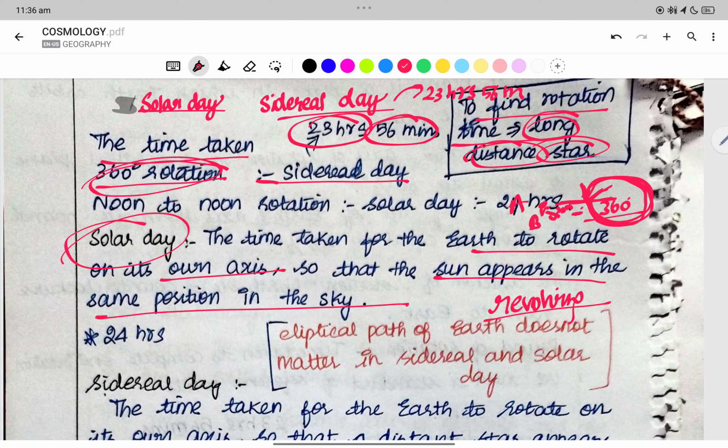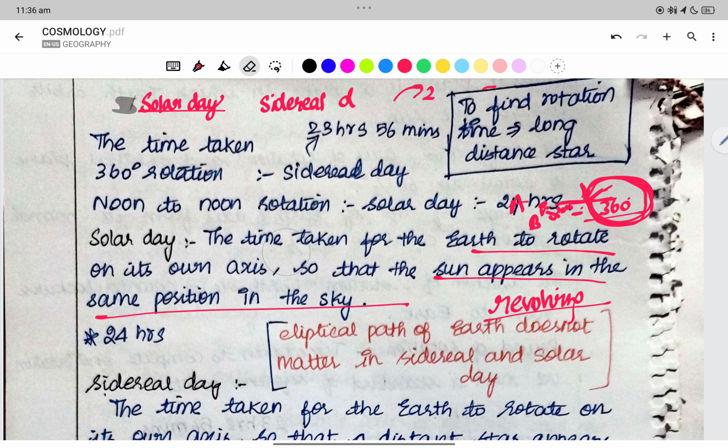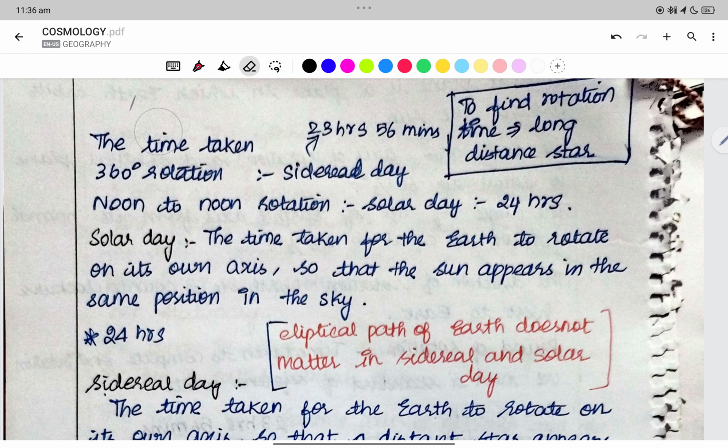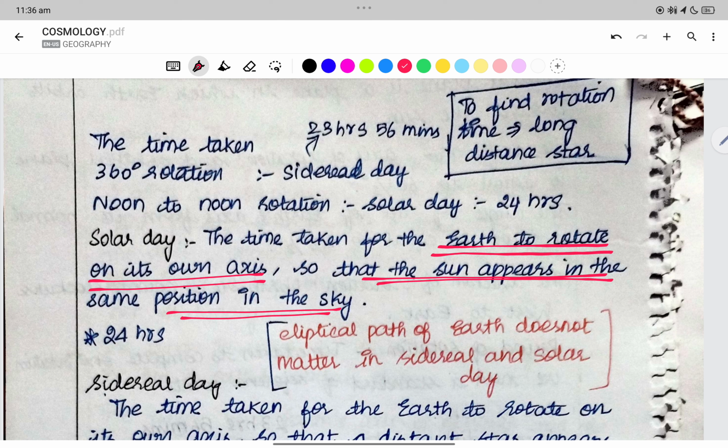Therefore, the time taken for the earth to rotate on its own axis so that the sun appears in the same position in the sky is what we call the solar day.